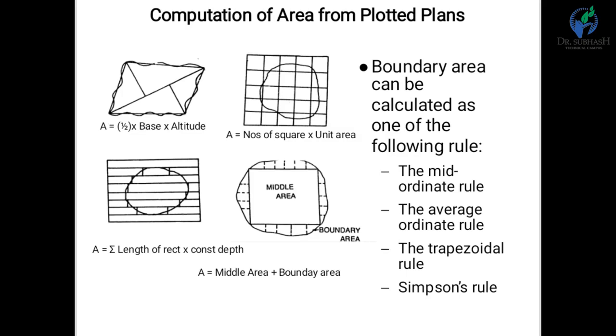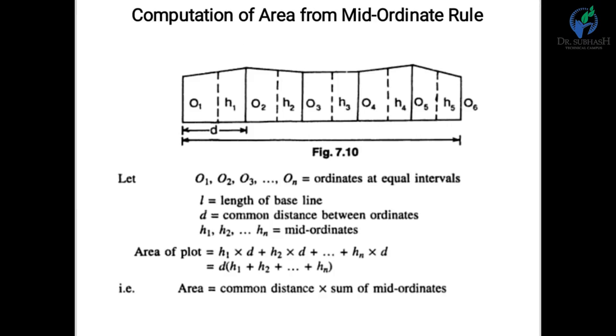We are using different types of methods. For calculating areas where the shape is unknown and irregular boundaries are present, we use some rules or formulas that should be described. There are 4 types of rules: the mid-ordinate rule, the average ordinate rule, the trapezoidal rule and the Simpson rule. The first rule is the mid-ordinate rule.